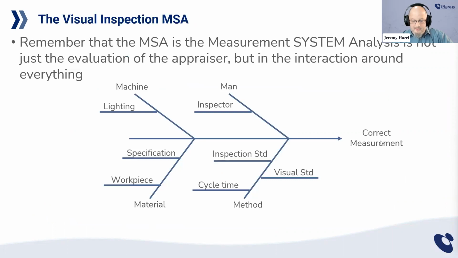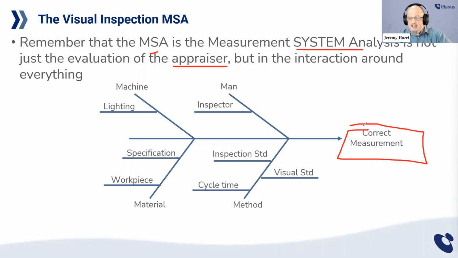And next one. Now, when we look at mass production, we have to remember here that MSA is the measurement system and is not just the evaluation of the appraiser. So what we have here is a very common fishbone. And the output of this is we go through and we say we need the correct measurement. And typically when we think about visual inspection, we focus way too heavy here.